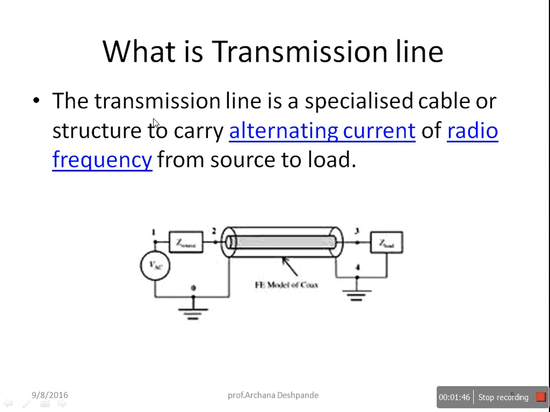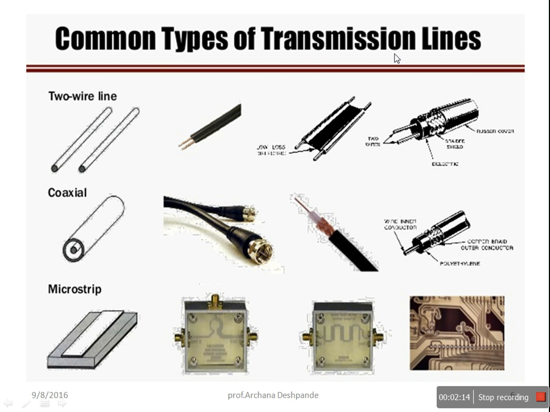So what is a transmission line? A transmission line is a specialized cable or structure which is used to carry alternating current or radio frequency from source to load. As in the diagram, you can see a source connected to a load through this transmission line, which is nothing but a coaxial cable. A coaxial cable is one type of transmission line having two conductors, inner and outer. The common types of transmission line used are two wire lines, coaxial cables and microstrip lines.